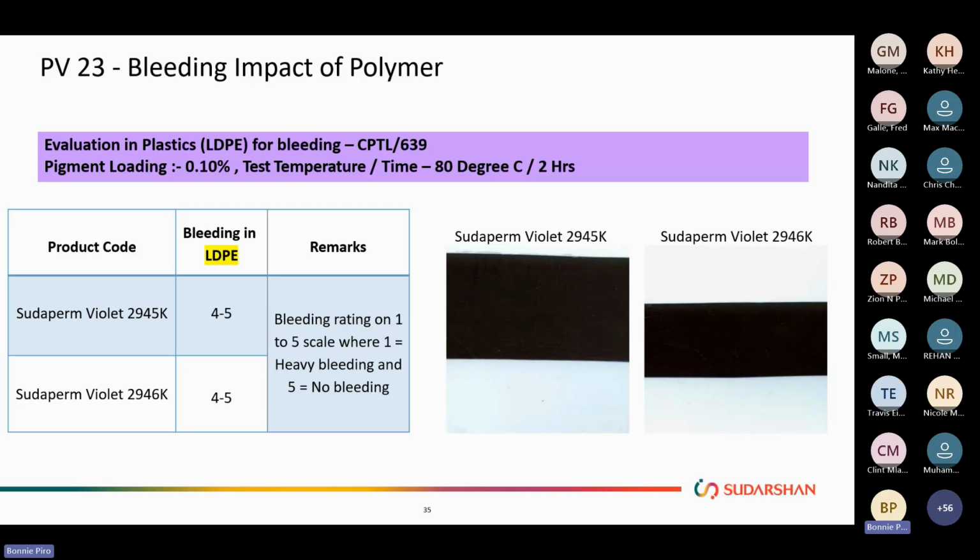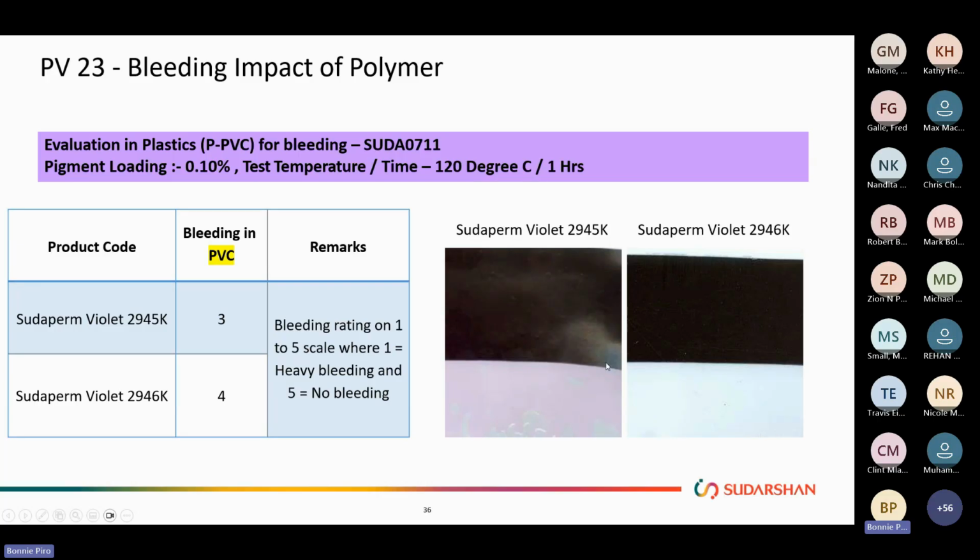Plastics, the bleeding in the different polymers. So here we're looking at two Violet 23s, but in different plastic application areas. The first one being in LDPE. Both of them are performing the same. When we switch that over to PVC, we start to see a bigger difference between the two. Again, it's the choice of finishing on the pigment and how it interacts with the polymer that it's going into.